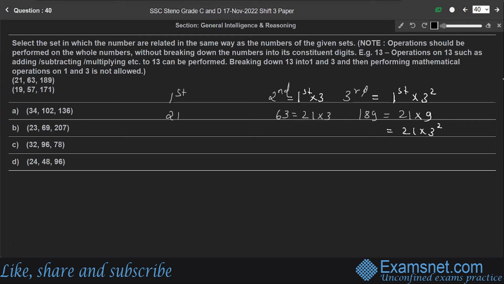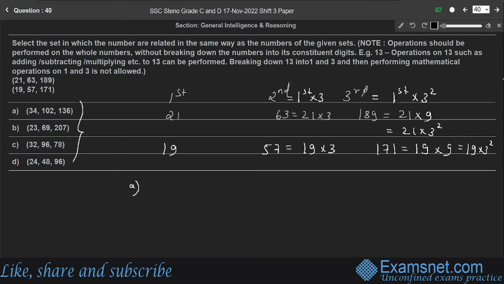Similarly, in the second set of numbers, 19 is the first number, and 57 is the second number, which is the first number 19 into 3. And 171 is the last number, which is the first number 19 into 9, which is nothing but 19 into 3 square. So among the four options, which option follows the same logic?